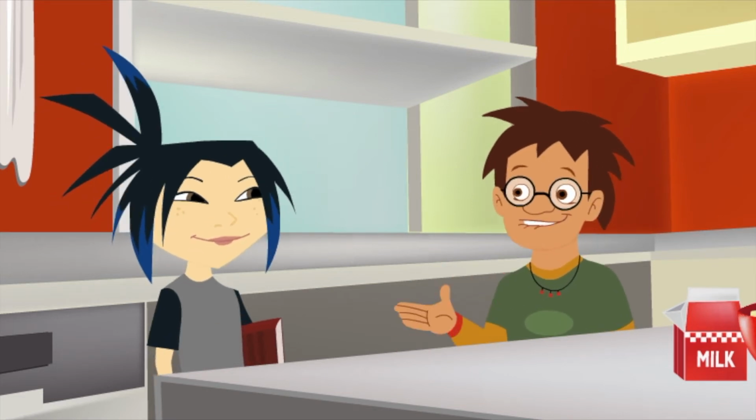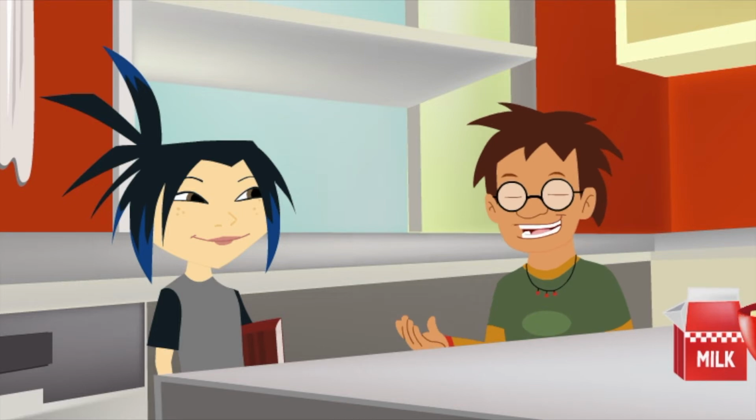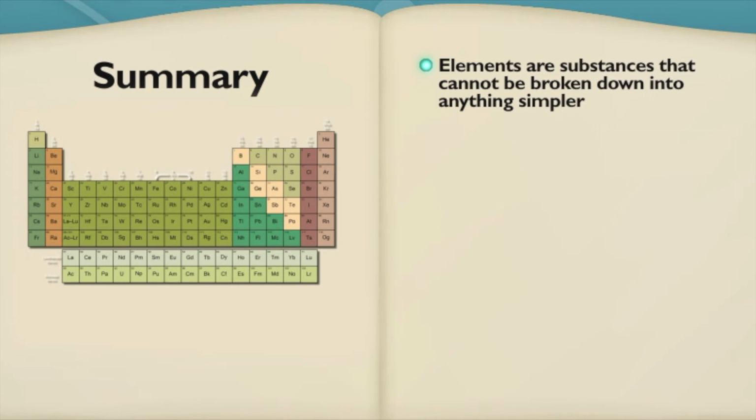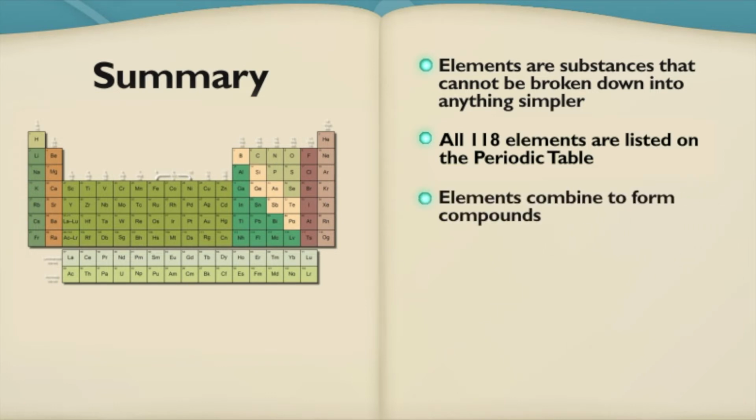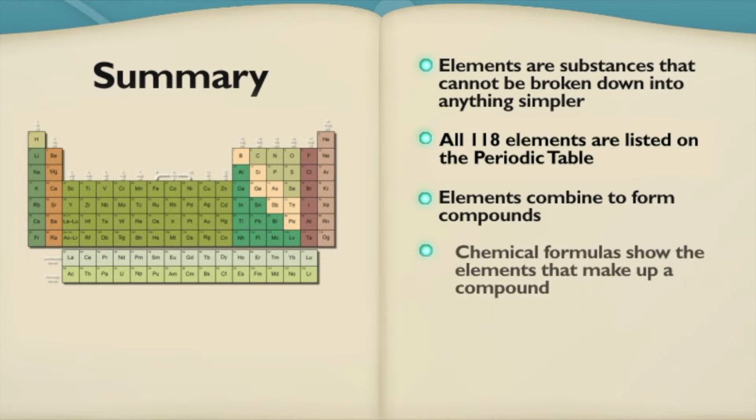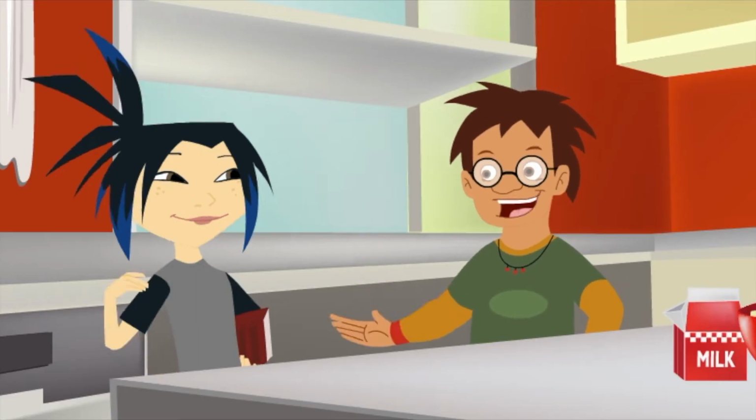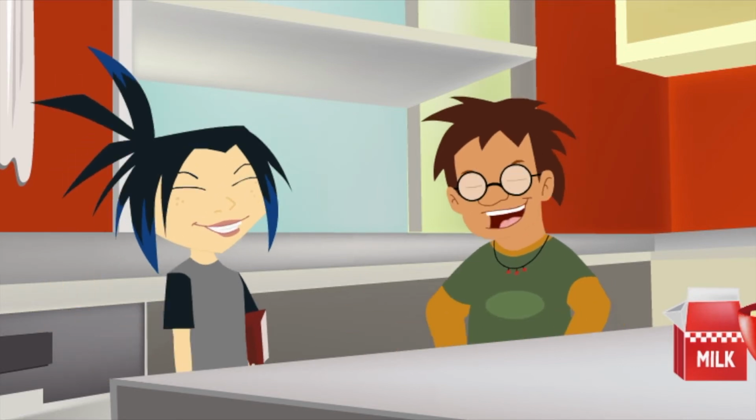All right, let's see if I've got the art of elements and compounds down to a science. An element is as simple as it gets. Elements are substances that can't be broken down into anything simpler. There are 118 elements, and they're all listed on the periodic table. Elements are combined to form compounds, totally different new substances. The recipe for a compound is called a chemical formula. Chemical formulas show the symbols for the elements that make up a compound, and subscripts that tell us how many atoms of each element are needed to make the compound. There, easy as pie. Don't you mean piece of cake?